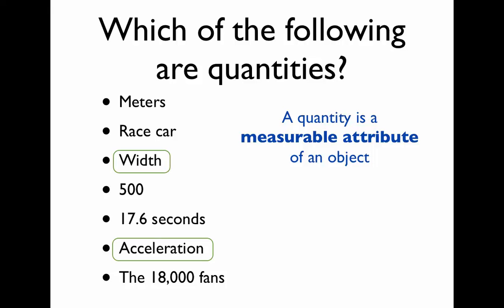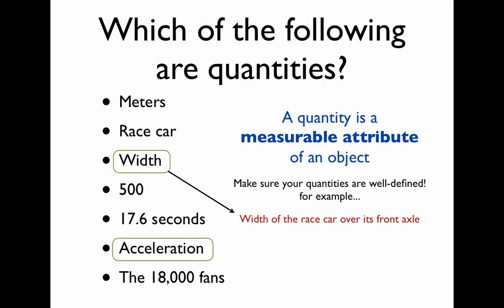Okay, so even though width and acceleration are quantities, they're still deficient here. How is it kind of deficient? What's missing? Yeah, so more description, right? Width of what? A specific description. So make sure your quantities are well defined. For instance, the width of the race car over its front axle. Is that well defined now? Yep. And then acceleration. Acceleration of the race car during the last lap. Okay.